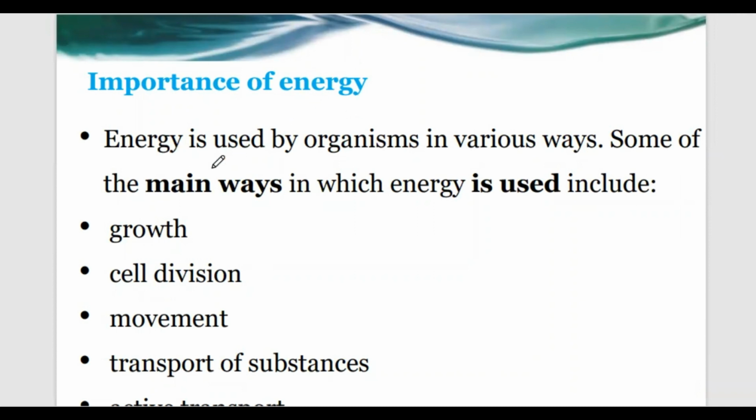So energy is needed, number one, it is used by organisms in various ways. Some of the ways include growth. Growth requires energy. Why does it require energy? Because there are so many processes there which are active, and any process which is active requires energy. Where is this energy coming from? It comes from respiration. Then number two, cell division.